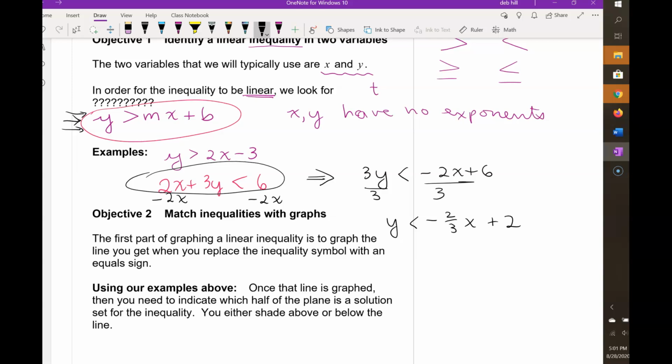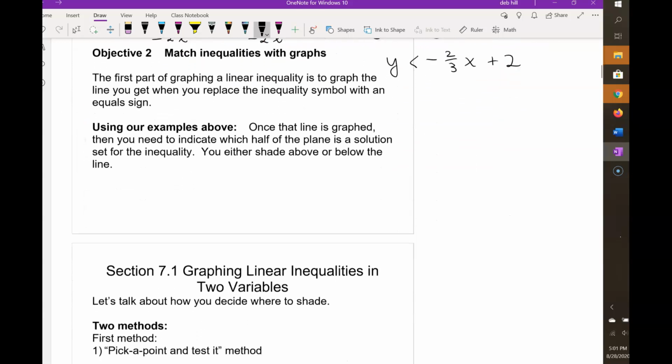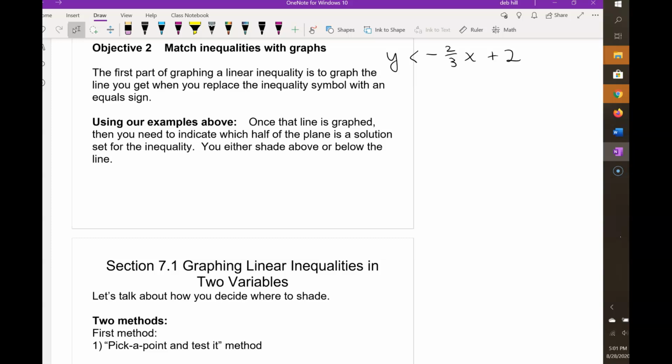So we need to be able to recognize those. That's all we're doing in Chapter 7, is working with linear equations. Okay, then we need to be able to make graphs of the inequalities and be able to recognize a graph of an inequality.